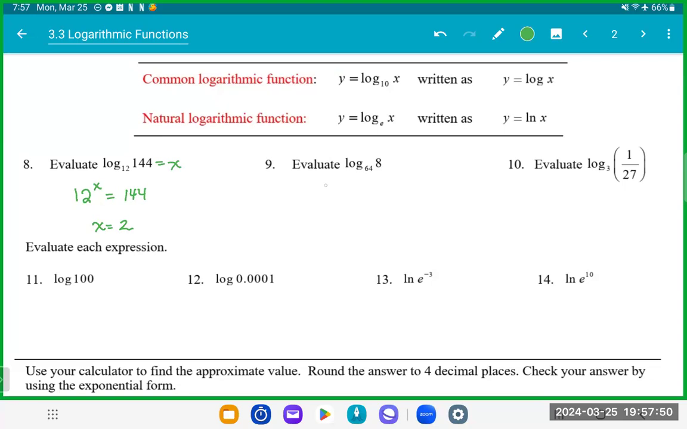We have this one, 64 raised to the x equals 8. So 64 raised to what power is going to reduce it? You know it's going to have to be a fraction because 64 is larger than 8. So in this case, x is equal to 1/2. If you put 64 raised to the 1/2, you will get 8.